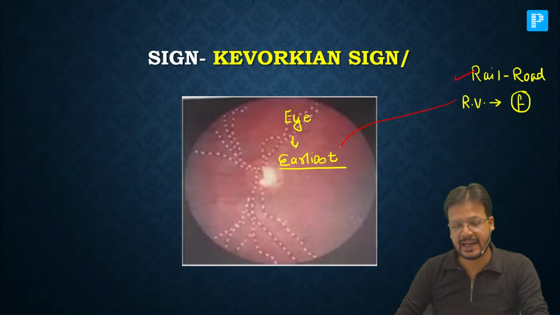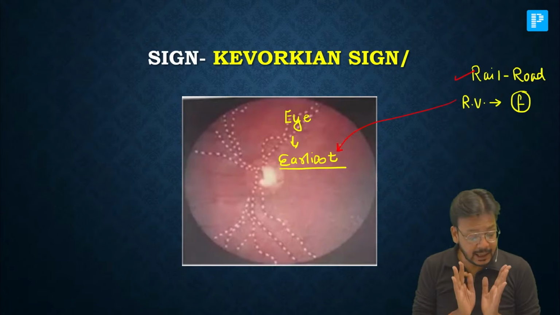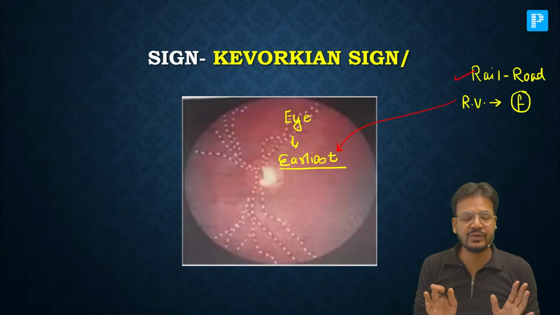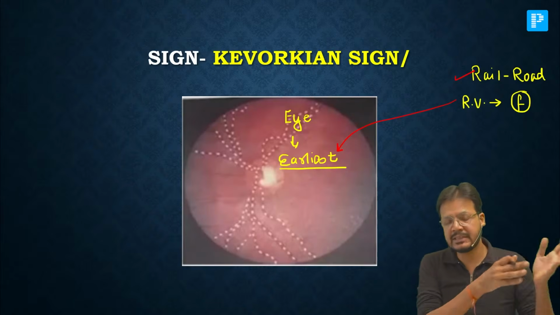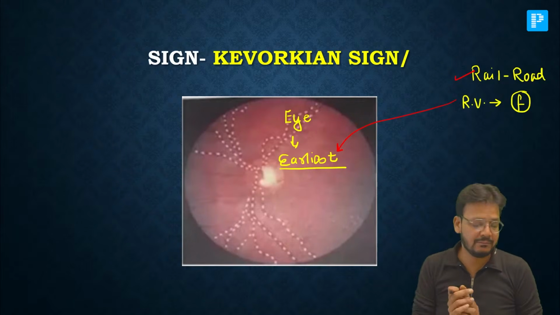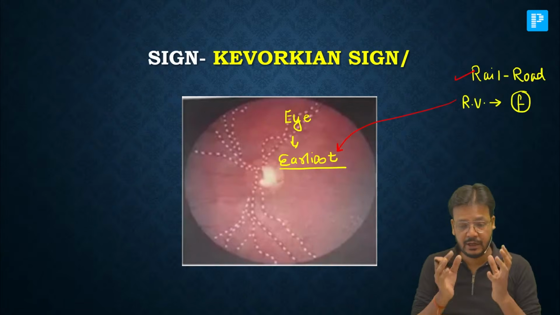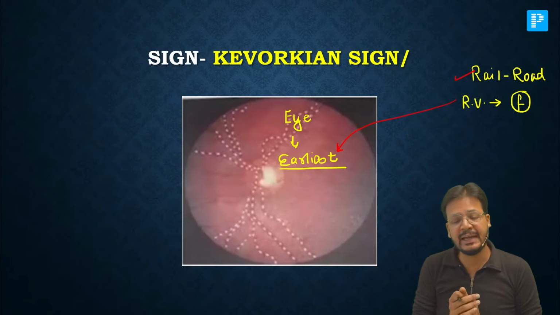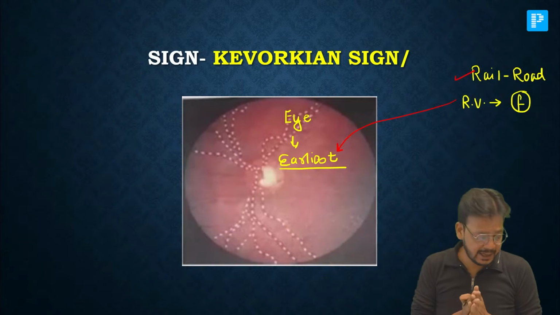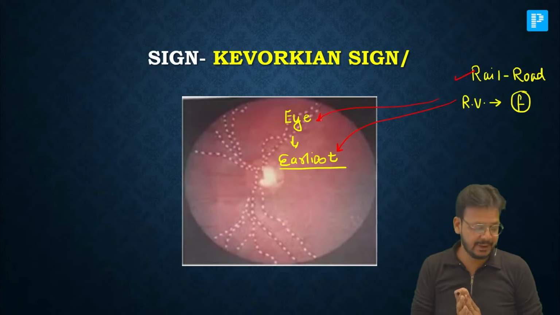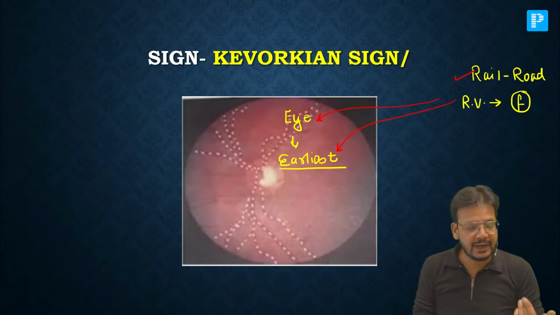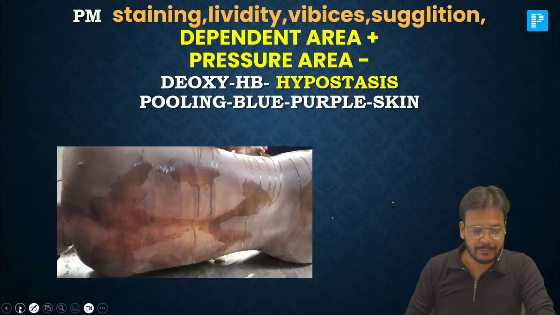Now the Kevorkian sign is a railroad sign. It is a retinal vessel fragmentation. It is the earliest eye sign. Look, both questions are different. The first eye sign is the Kevorkian sign, and the sign I showed you in the sclera was Tache noire. So the first earliest sign of the eye is the railroad sign. Here retinal vessels are fragmented. It is the Kevorkian sign, railroad sign, or cattle trucking sign. So this is another very, very important sign.